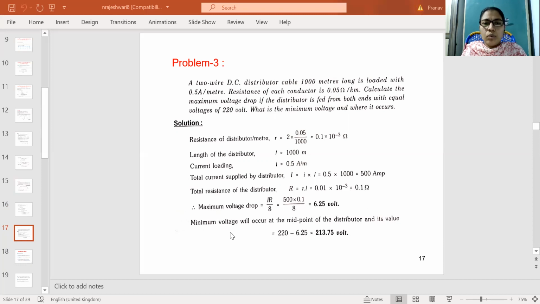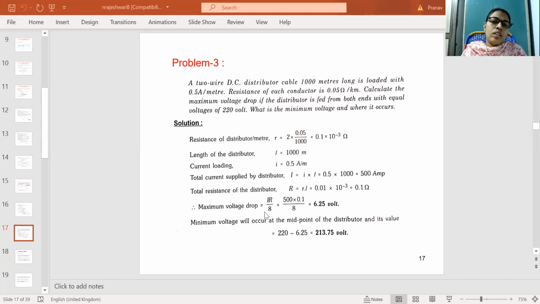The minimum voltage will occur at the midpoint of the distributor, and its value is given by 220 volts minus the maximum voltage drop. So that is 220 minus 6.25, which gives 213.75 volts, the minimum voltage that appears at the midpoint of the distributor.